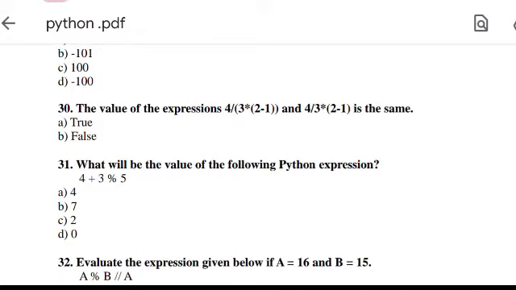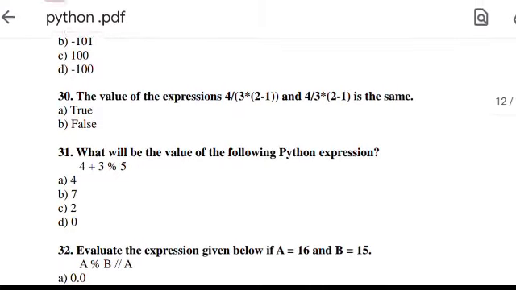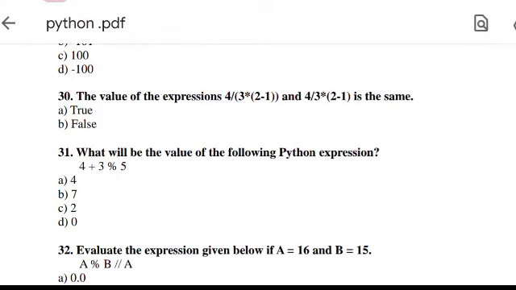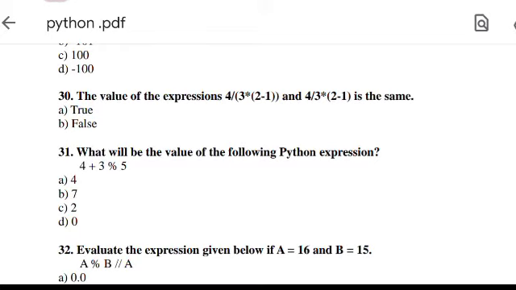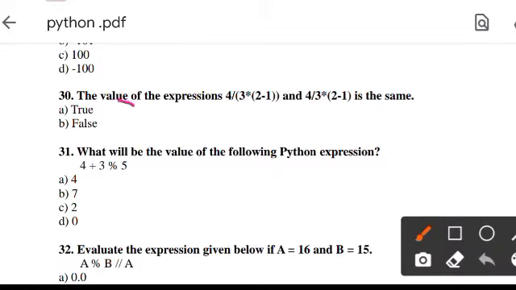Next is, the value of expression 4 divided by (3 * 2 - 1) and 4 divided by 3 * 2 - 1 is the same. This statement is true or false? This statement is true. Right answer will be option A.